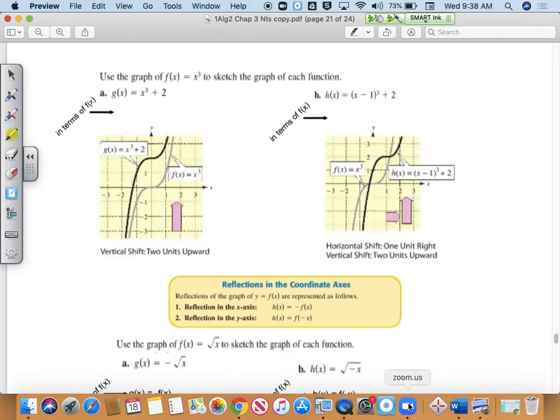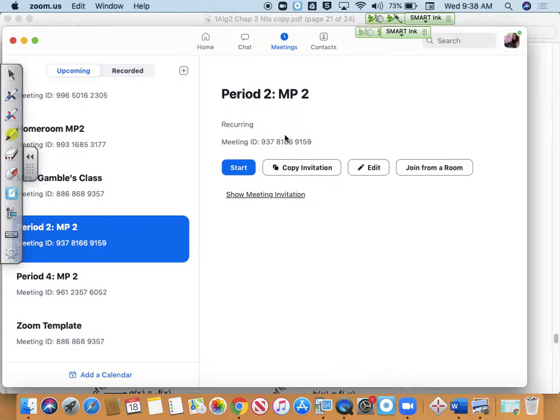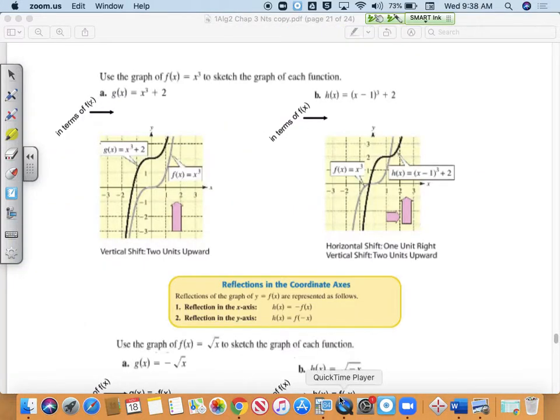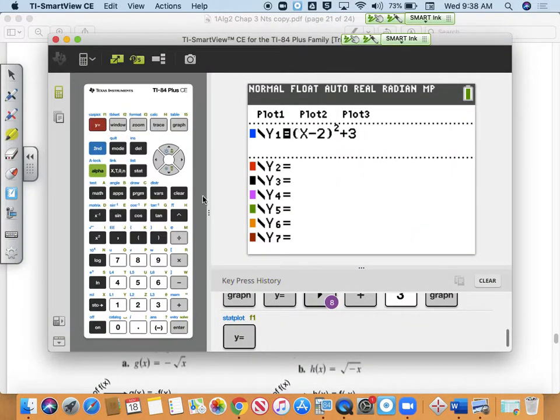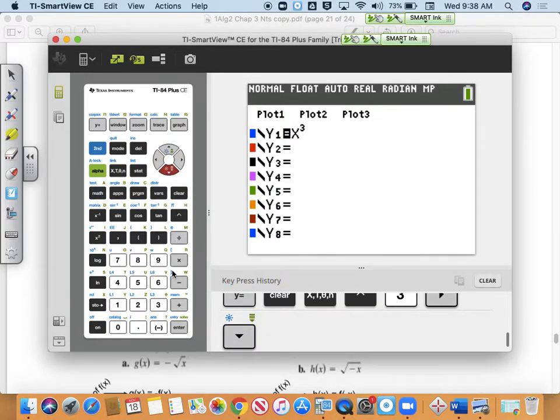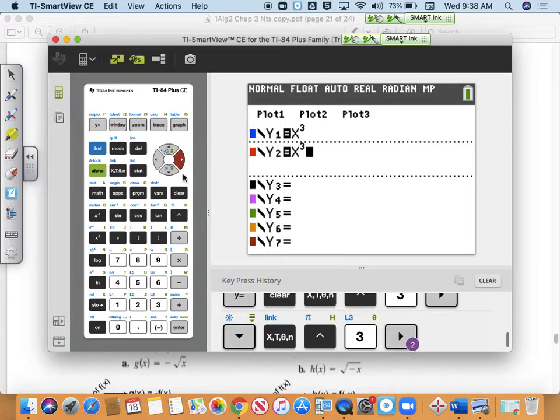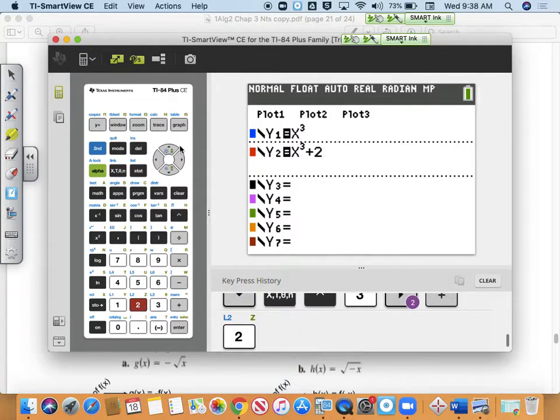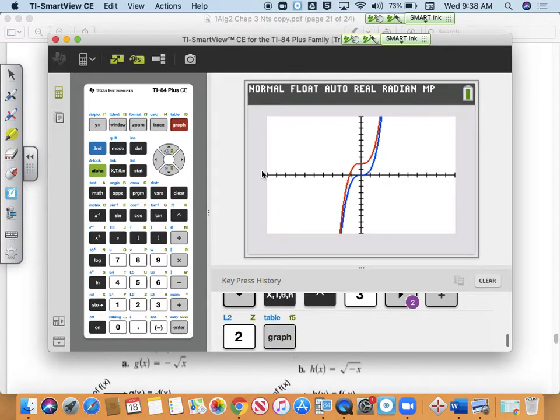You can use your calculator as well to see what happens if you wanted to put both of them in here. X to the 3rd power is the parent function. And then this one moves it up 2 units. So x to the 3rd power and then plus 2. When you graph it, there's the first one, there's the second one. So you can see what happens here as well.